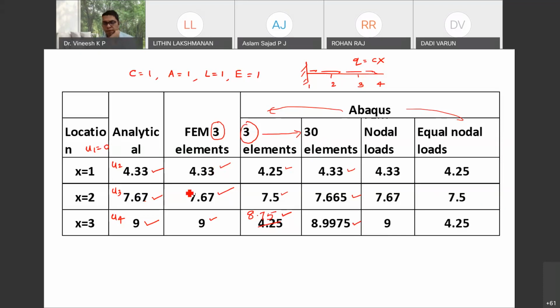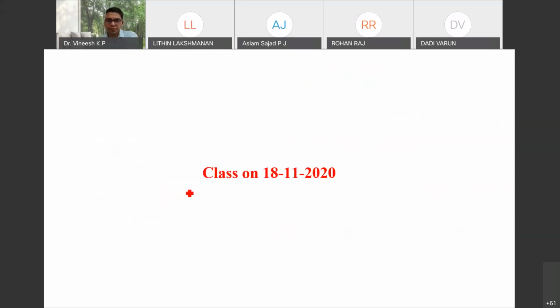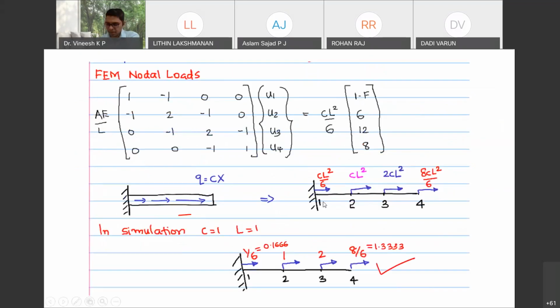In the last few classes we were saying that these two systems are equivalent. When deriving the finite element formulation of this problem, we got a condition like this. Here I have applied forces only at the nodes, whereas this is a continuous loading condition. These two problems are equivalent, so the result from here should be obtained if I use the nodal loads.